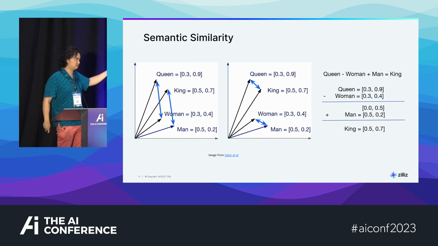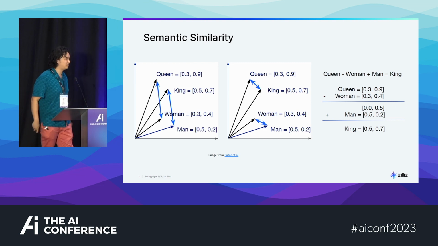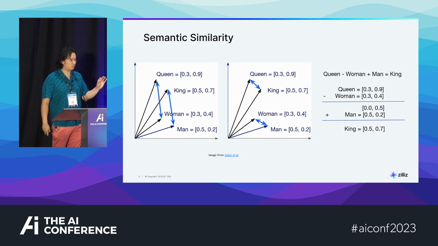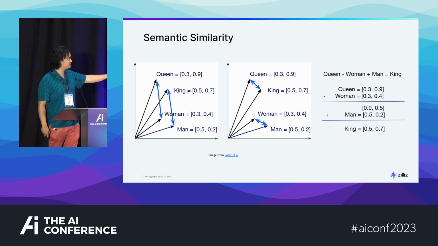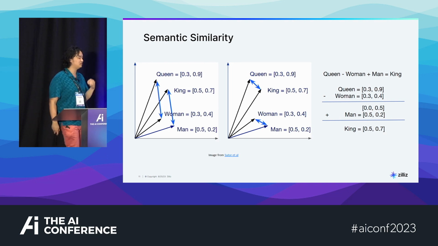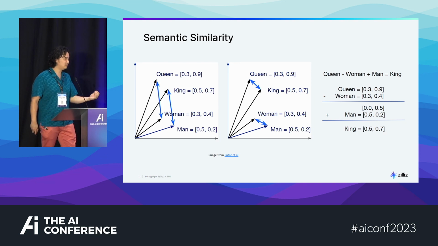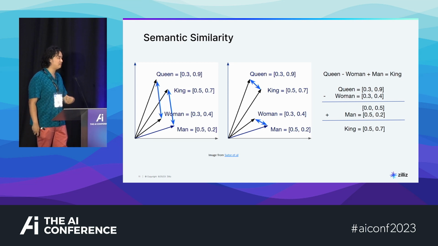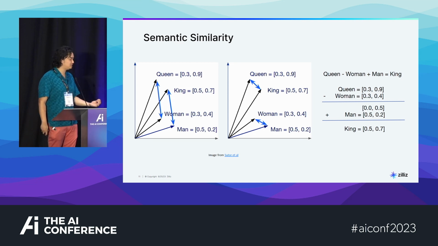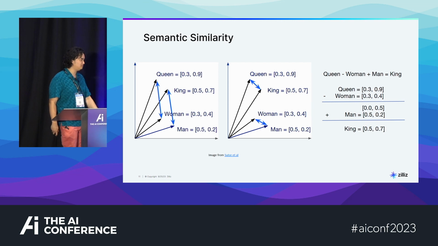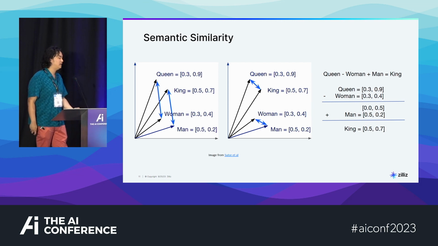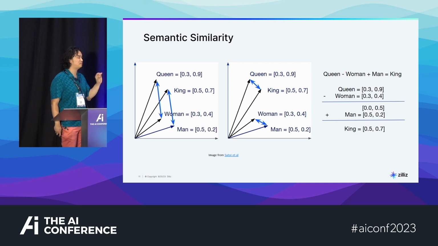Okay, that makes sense. But how is a machine learning model going to make sense of that? It needs the numbers. What I'm showing you here is just a very toy example, a 2-dimensional vector. We take the vector of queen, which is 0.3, 0.9, and the vector of woman, which is 0.3, 0.4, and subtract them, then add the vector man, which is 0.5, 0.2, and we get the vector king, which is 0.5, 0.7.